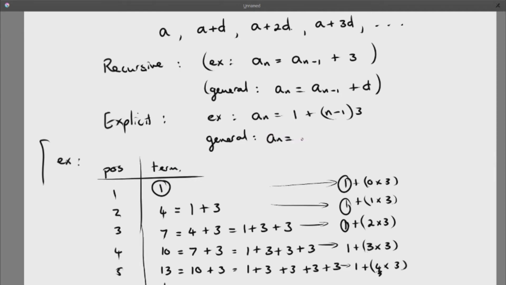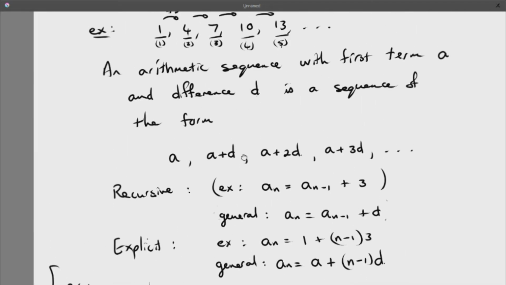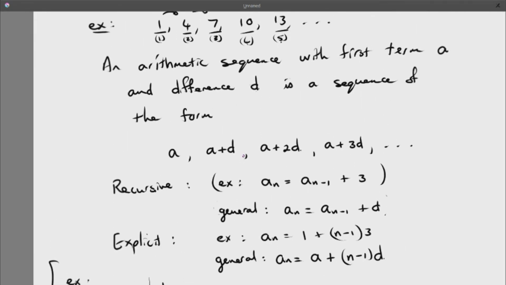So in general, it's not going to be a 1, but whatever the first starting number is, that's the one that's going to always be there. And then n minus 1 times not a 3 necessarily, but the difference. Let me just have brackets. There we go. So that now explains and clearly defines all the different aspects of this arithmetic sequence.